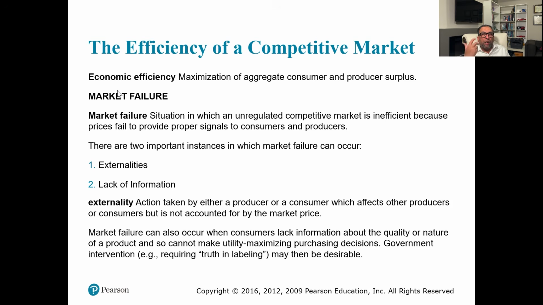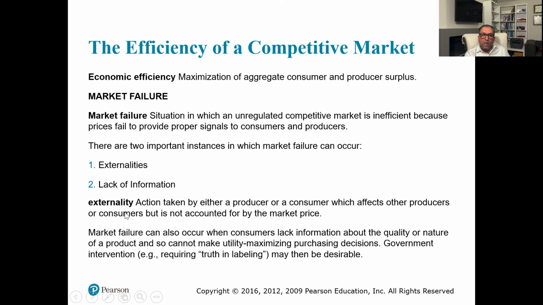One is the externality and the other one is a lack of information. Now, what is an externality? A situation in which an unregulated competitive market is inefficient because prices fail to provide proper signals to consumers and producers, and there are two important instances in which market failures can occur. One is externalities and the other one is lack of information.